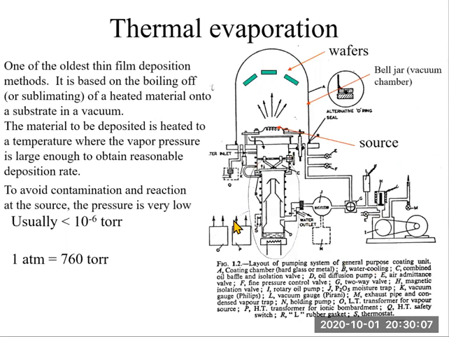This high vacuum pump can be either a diffusion pump, a diffusion pump is shown here, or a cryo pump. And the source is placed here. The source is the material to be evaporated, so it's heated up. And the wafers to be coated are placed above the source. So this is a setup of a thermal evaporator.